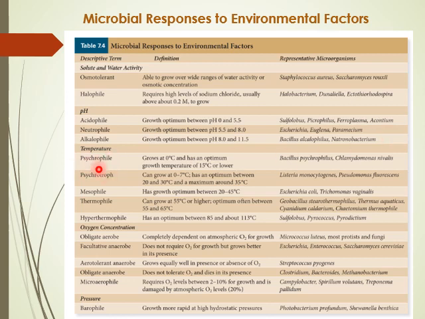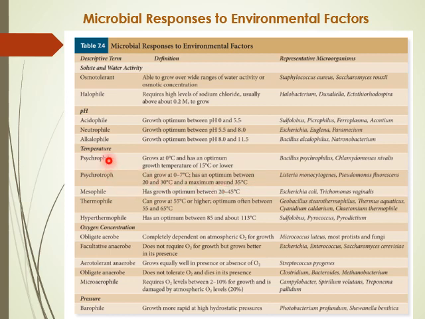Temperature, we have psychrophile, psychrotroph, mesophile, thermophile, and hyperthermophile. So psychrophile grows at 0 degrees and has an optimum growth temperature of 15 degrees or lower. Psychrotroph can grow between 0 and 7 degrees, has an optimum temperature between 20 and 30 degrees, and a maximum around 35. So these are psychrotrophs.